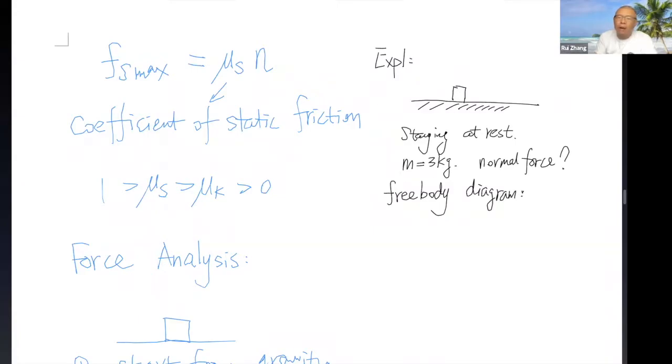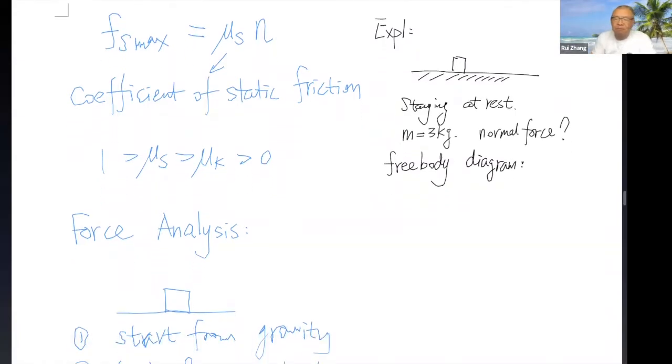So a free body diagram is something like this. You draw the box here, you draw the object you're interested in, to find out the motion about, or to find out force about. So you need to draw the forces you have on the object. That's called a free body diagram.